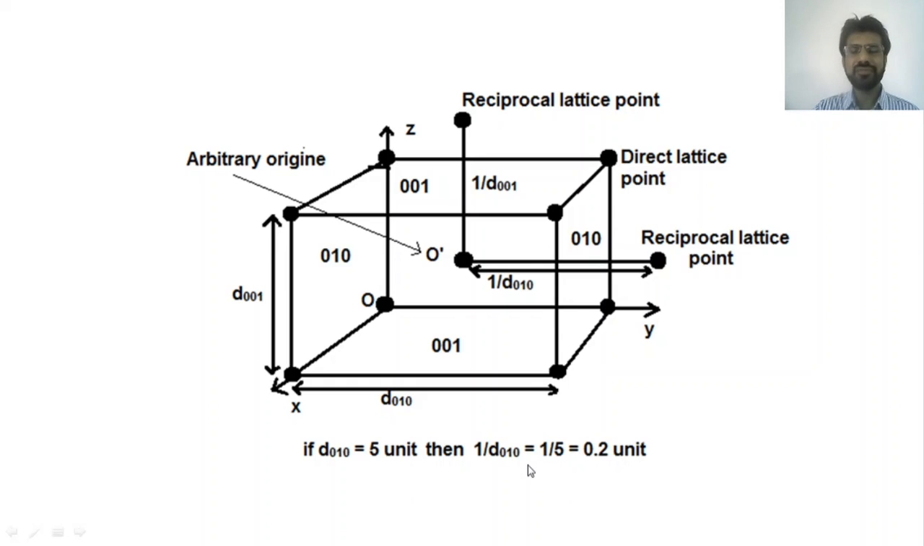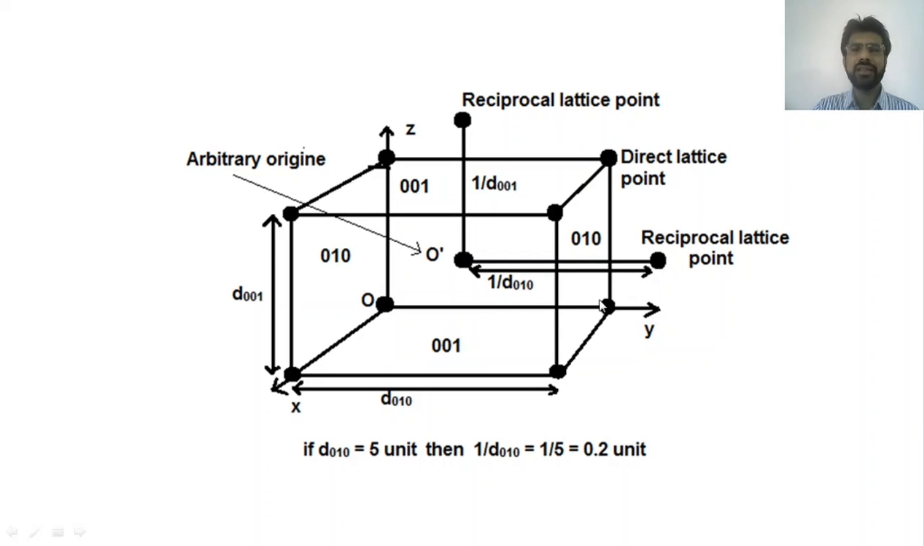Now then the reciprocal of this will be equal to 1/5, that is 0.2 unit. Therefore, when you draw the normal from this arbitrary origin and it is passing through this plane, then terminate it at the point where you get the reciprocal of the distance between these two planes, and that point is known as the reciprocal point.